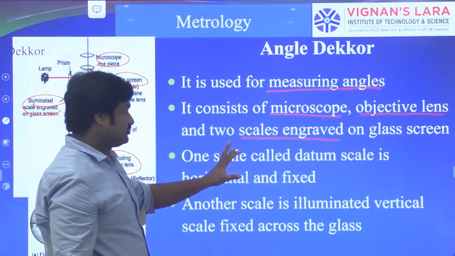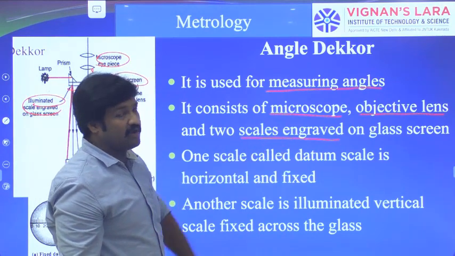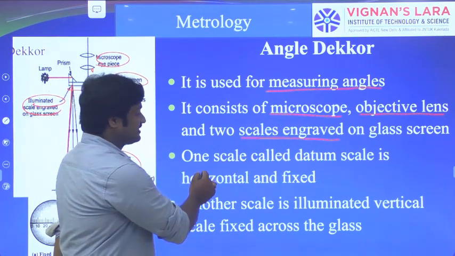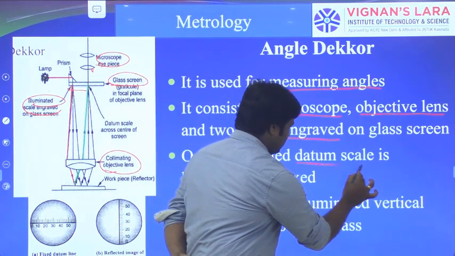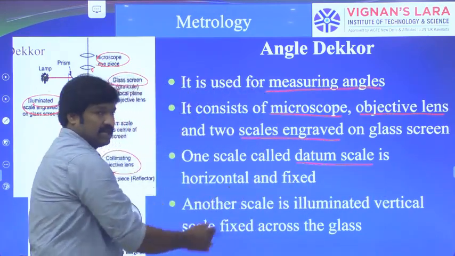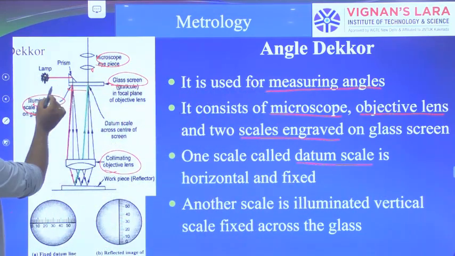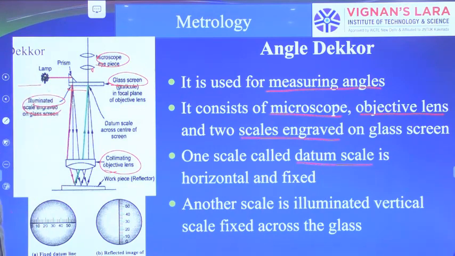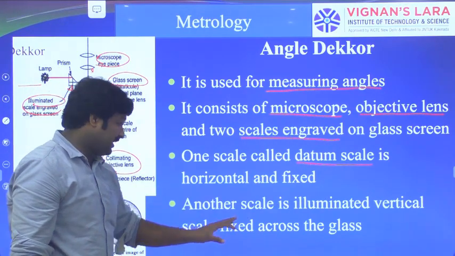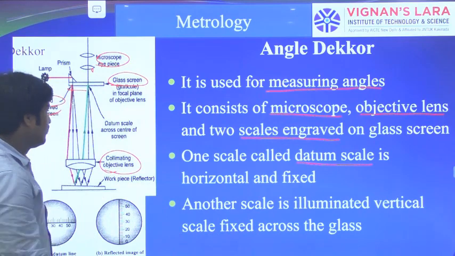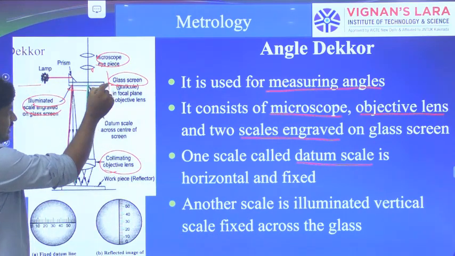Two scales are engraved on the glass screen. One scale, called the datum scale, is horizontal. Here the datum scale is in a horizontal position. Another scale is the illuminated vertical scale. Here this is in the vertical direction.